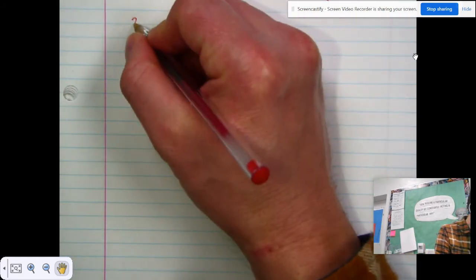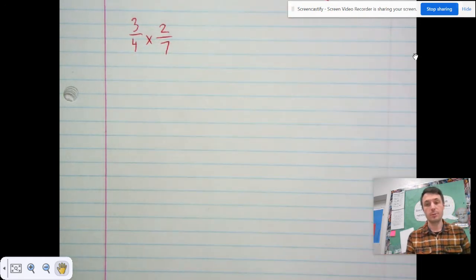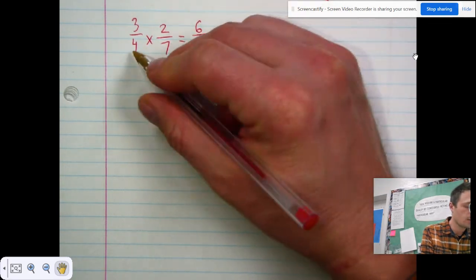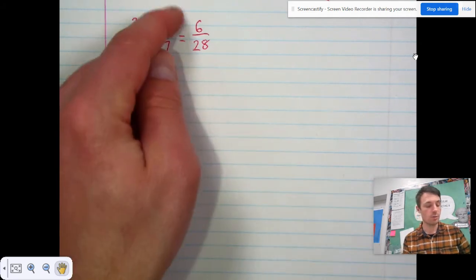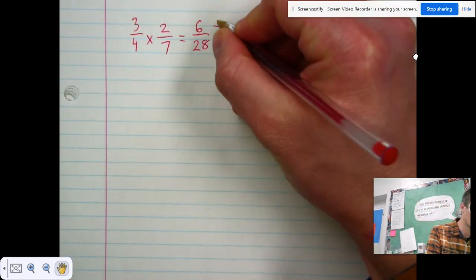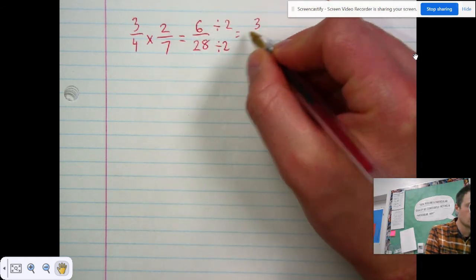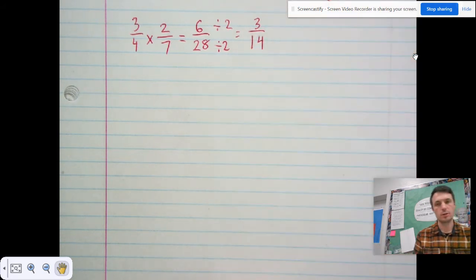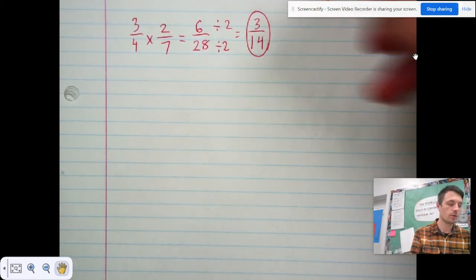Okay, next. Let's do 3/4 times 2/7. We just multiply numerator times numerator, denominator times denominator. 3 times 2 is 6. 4 times 7 is 28. Now, you know 2 will be a factor of both 6 and 28. So we divide the numerator and denominator by 2. 6 divided by 2 is 3. 28 divided by 2 is 14. And 3/14 is in simplest form. So that's the final answer.